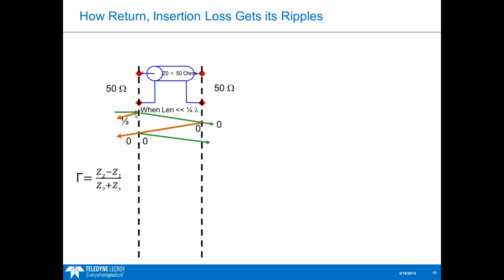If you add up these reflected and incident signals, this reflection has a half wavelength phase shift and this one has 0 phase shift. They are 180 degrees out of phase, so they subtract, and we get a minimum in our reflected signal, S11. On the transmitted side, these are in phase, so they add, and we get a maximum for S21.